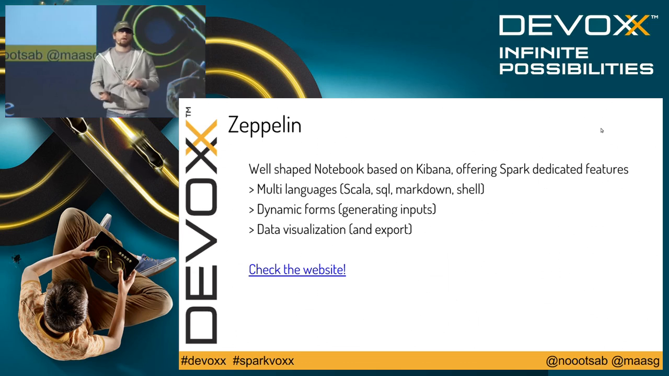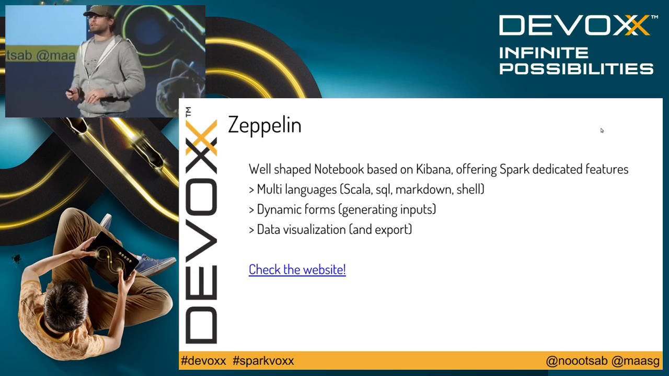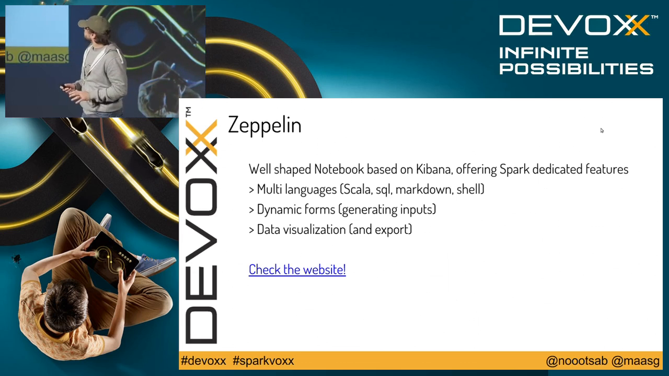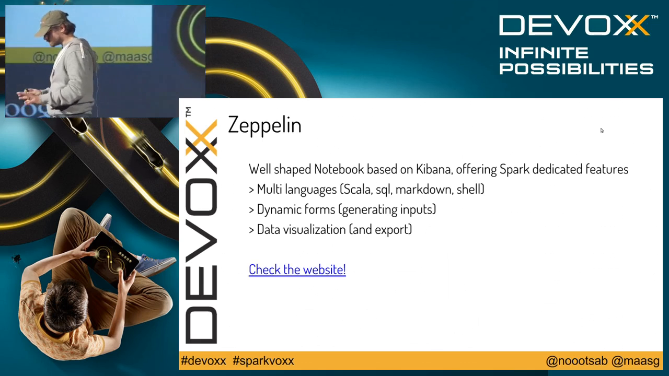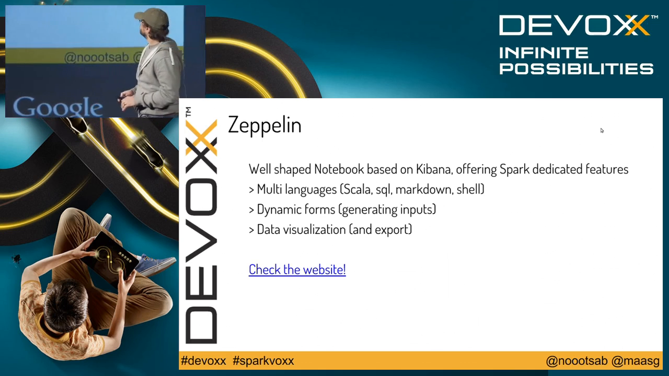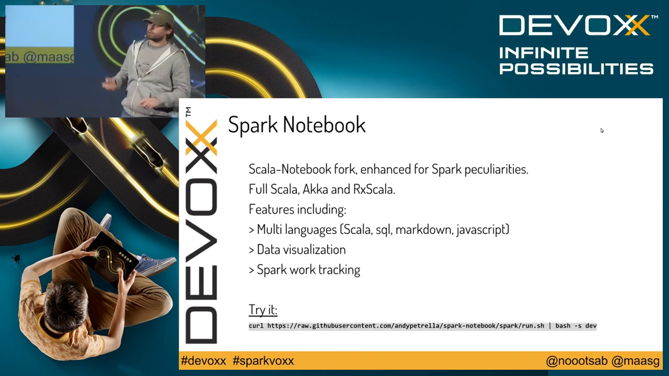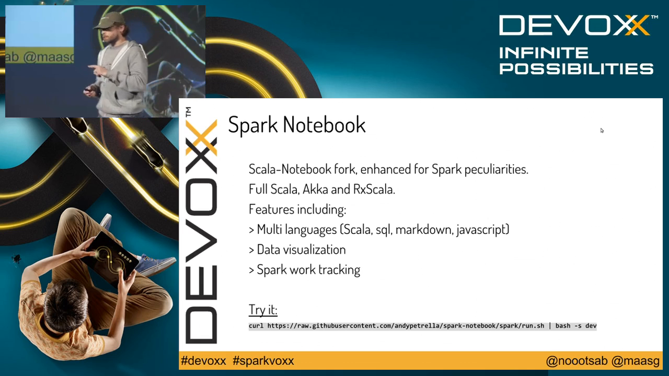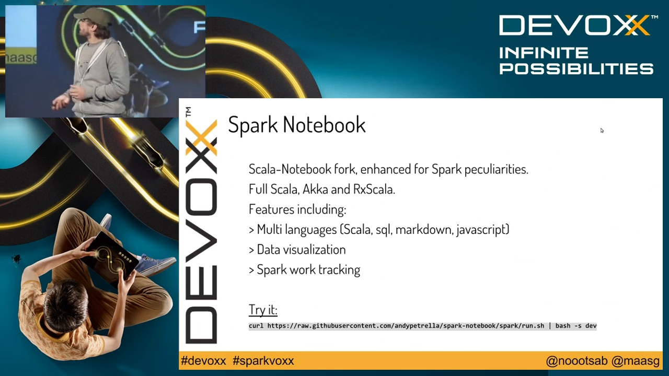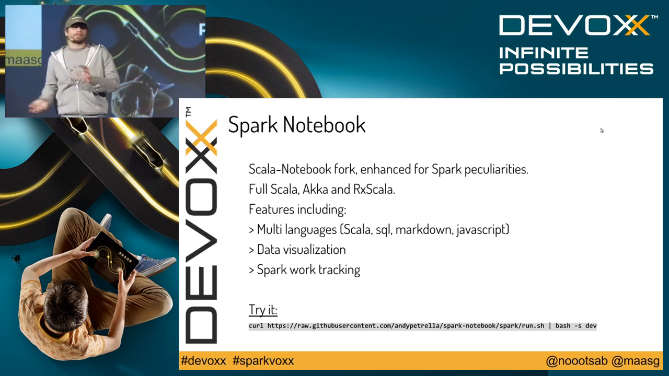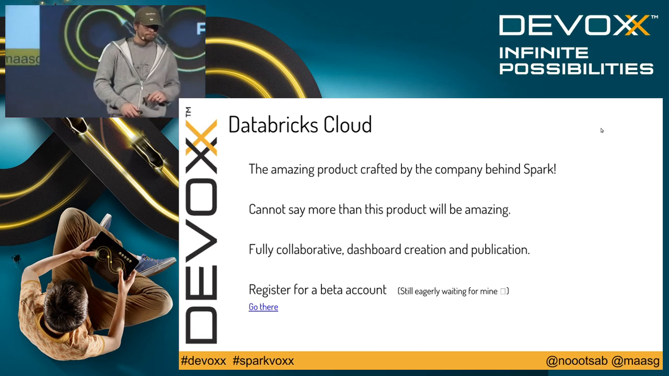Zeppelin is a Java fork of Kibana. It has a very good set of features, and I'd say that it's the best in the area for now in the open source world. And the last open source one is the Spark Notebook, which is a Scala-based one. Actually, it's a fork of the Scala notebook itself, and it has quite the same set of features that Zeppelin is providing. I'm going to be quick on those because we are running out of time.